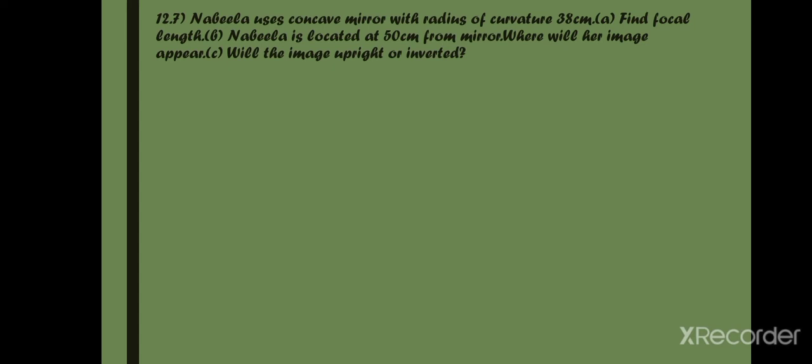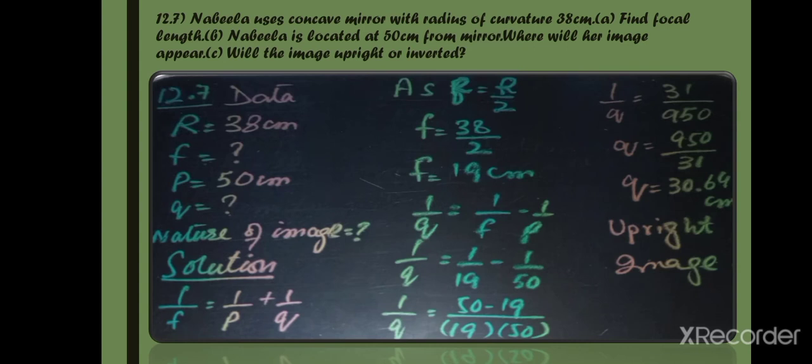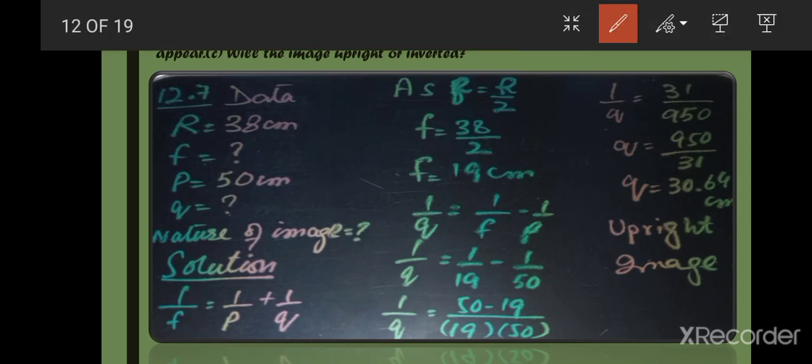Where will her image appear? This is actually Q, which is required. Will the image be upright or inverted? You have to tell the nature of the image as well. Solution. Radius of curvature, represented by capital R, is 38 centimeters. F is required. P is 50 centimeters. Q is required. Nature of image is also required.